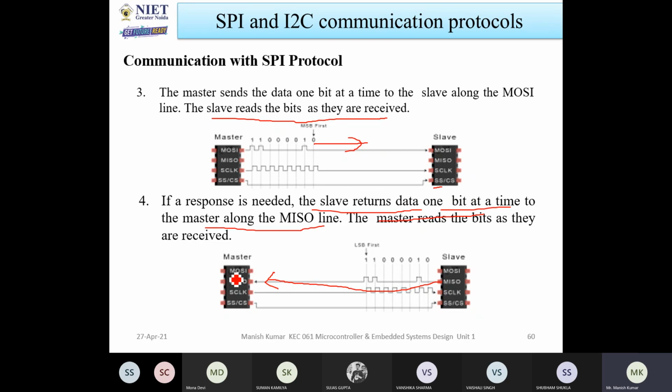So the first thing is you have to generate the clock with the help of the master. You have to activate the slave devices, whichever slave devices you want to communicate with. Third, you can transfer the data with the help of the MOSI pin, and fourth, the slave also transfers the data with the help of the MISO pin. So these are the four basic rules by which communication will happen with the SPI protocol.